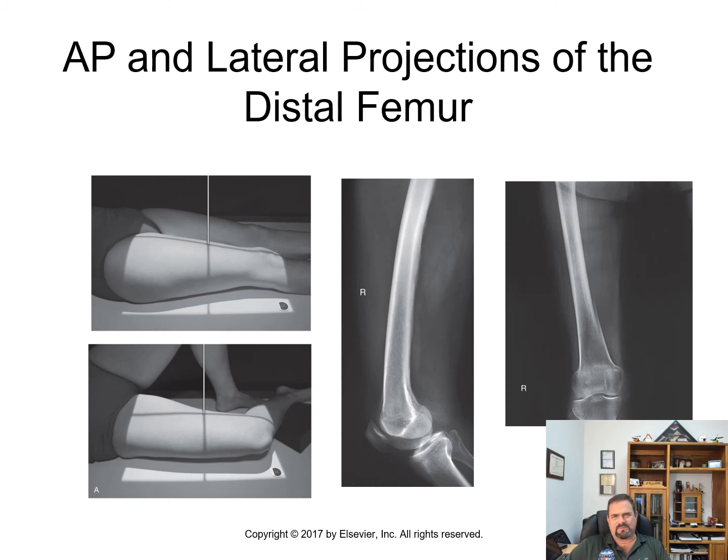AP and lateral projections of the distal femur, as you can see, anterior, posterior being here, and then your lateral projections here. Good collimation. Doesn't look like we're cutting off anything. Again, we need to make sure that we have good gonad coverage. We don't want to expose unnecessarily the reproductive organs of this young lady. So, here's your lateral projection, and there's your AP projection.